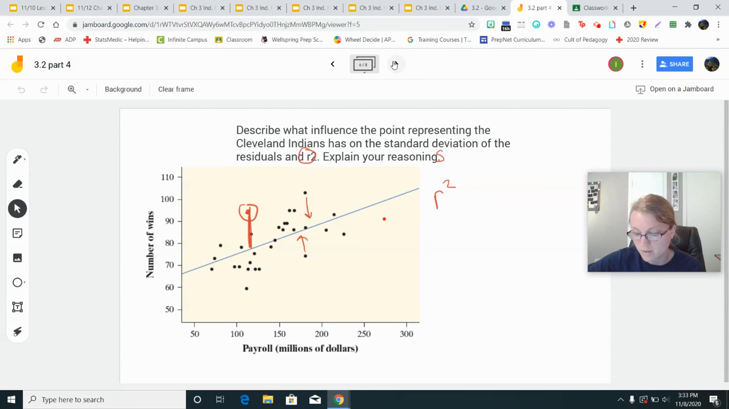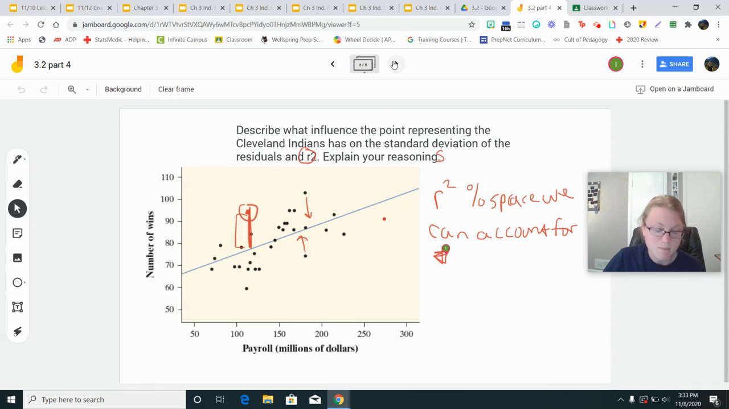R squared is the percent of the space we can account for. In this case, we're not going to be able to account for all of this anymore with this wacky point, so the R squared would go down. And then the amount of error every time we make a prediction, since the line is so far away from the point, the S value is going to go up. We're going to be more wrong on average with this point added in because it's so far away. We can't account for that space, and in general, it's going to throw the accuracy of the rest of our predictions off.